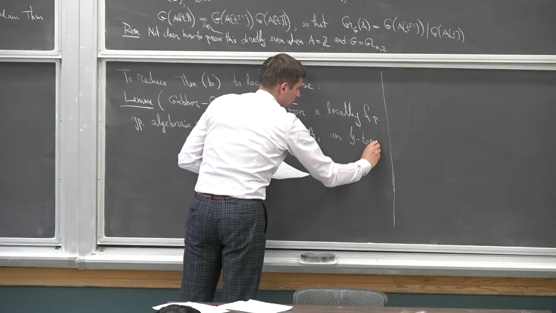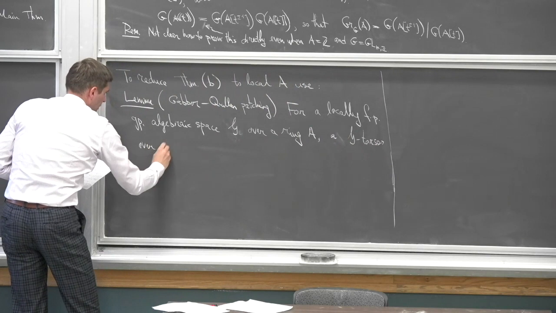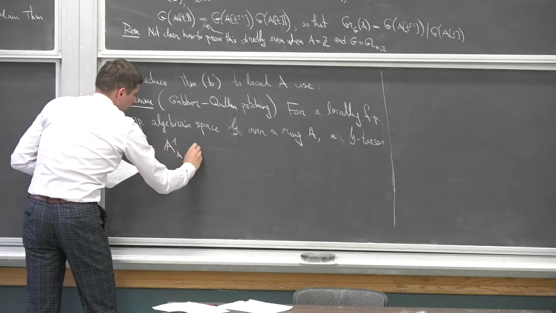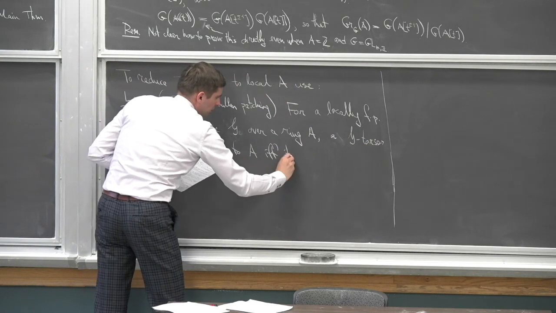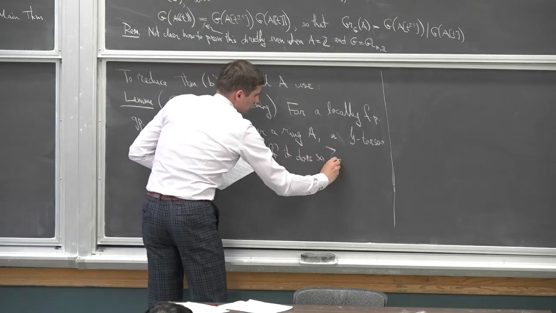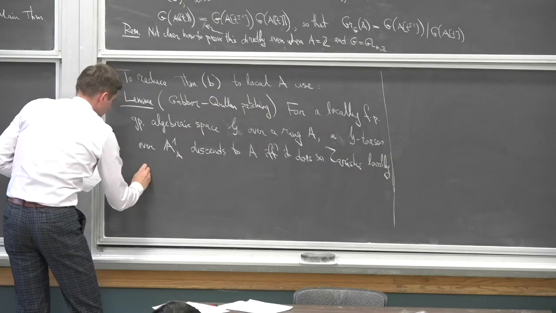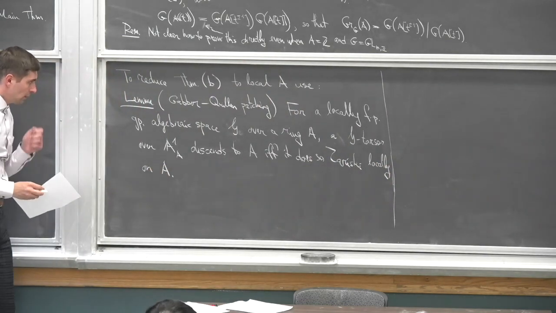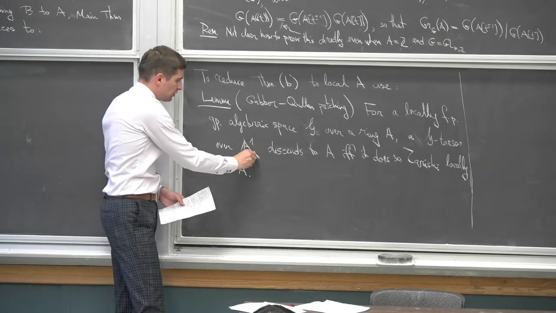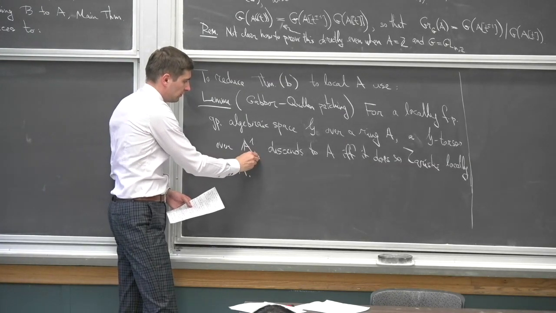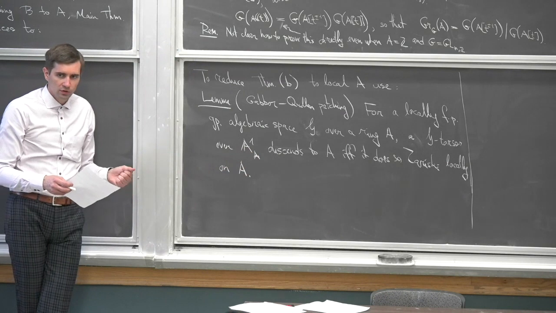So the G-torsor over the affine line over A descends to A if and only if it does so Zariski locally on A. Okay, so we have some group scheme G, which is very general, and we have a G-torsor over the relative affine line over A. We're wondering when is that torsor constant? When does it descend actually to a torsor defined over the base ring A?